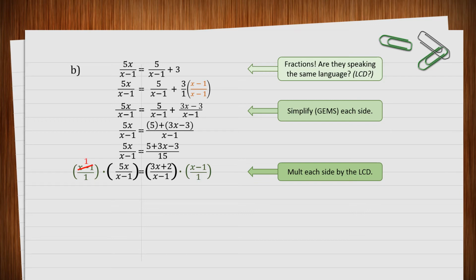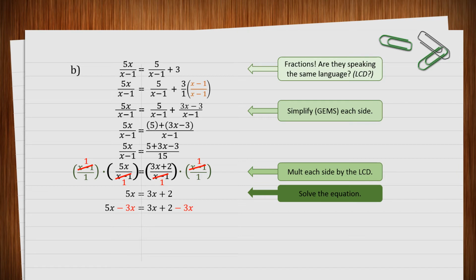Notice you have common factors in the numerator and denominator, so they reduce to a value of 1, which leaves you with the equation 5x equals 3x plus 2. Now that you have a regular or more comfortable looking equation, go ahead and take the time to solve. You should have subtracted 3x on both sides, then divided both sides by 2, and found that x equals 1.